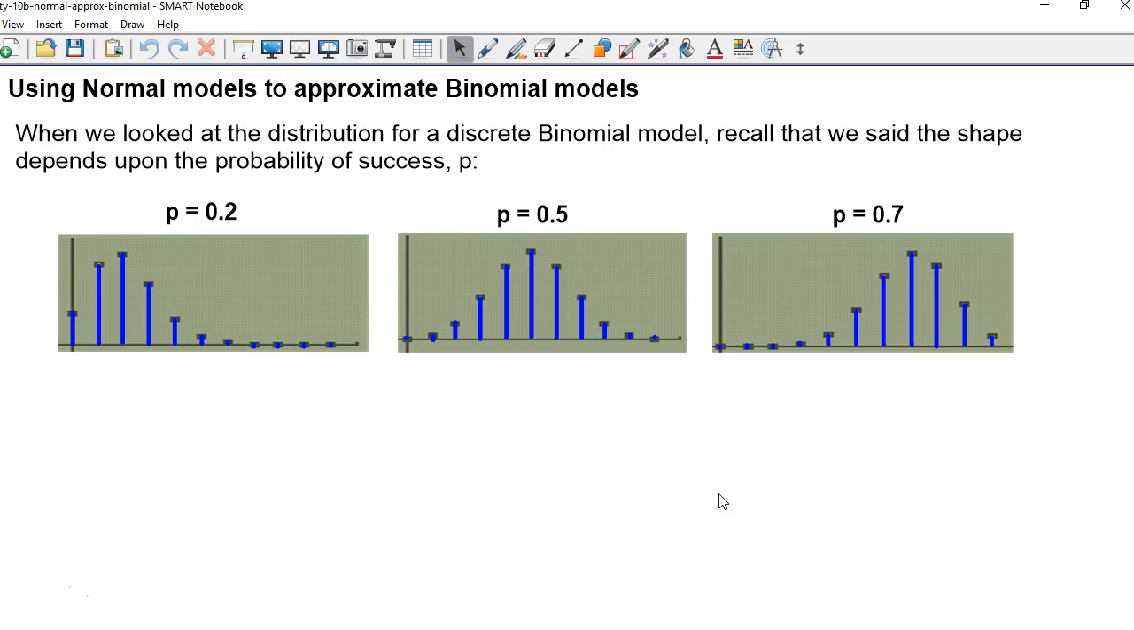Okay, so remember when we looked at the distribution for a discrete binomial model, recall that we said that the shape of the distribution depends upon the probability of success p. If we had a probability that was 50%, right in the middle, then even with a low sample size, the probability would be symmetrical and centered at 50% of the outcome values. But if we had a low probability of success, like 0.2, the distribution would be skewed right. And if we had a high probability of success, like 0.7, then the most commonly occurring value would be 70% of the outcomes, and the distribution would be skewed left.